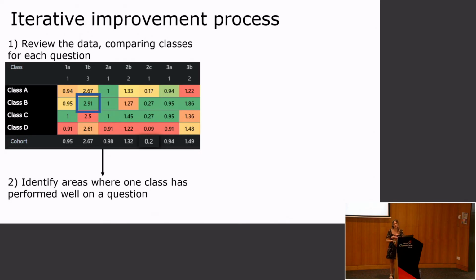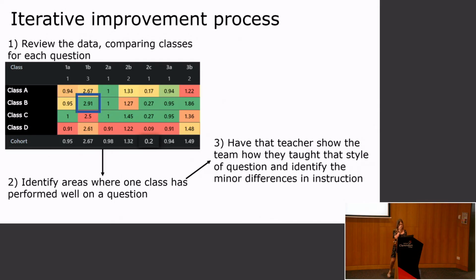And what we're looking for is areas where one class has performed either better than what we would have expected, or they've performed particularly well on a question. So we're looking for the areas where students have done well. We call this process our phase 2 process. And when we find an area where someone's done well, and it's only when people have done well, we'll turn to that teacher and go, hey, can you stand up the front and teach us this question in the exact same way that you taught it to your students?